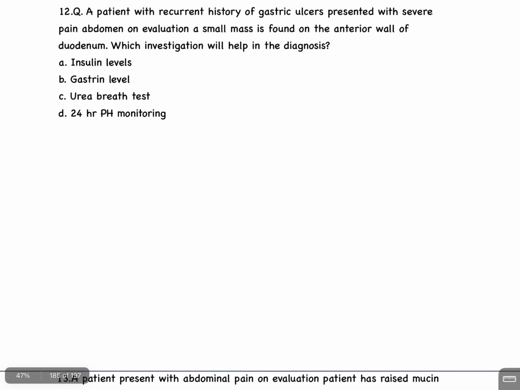Question number 12. A patient with recurrent history of gastric ulcers presented with severe pain abdomen. On evaluation, a small mass is found on the anterior wall of the duodenum, which investigation will help in the diagnosis? A. Insulin level. B. Gastrin level. C. Urea breath test. D. 24-hour pH monitoring. Answer is B. Gastrin level.